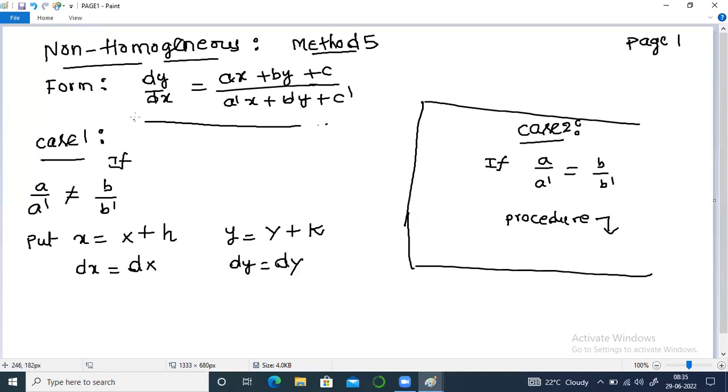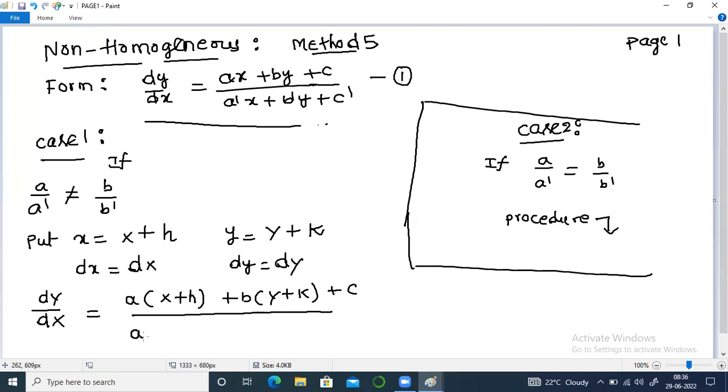Now, let us say this is equation 1, the given equation. Now dy over dx can be converted into d capital Y over d capital X, because dx is equal to d capital X and dy is equal to d capital Y. So we get a into (capital X plus h) plus b into (capital Y plus k) plus c, over a dash into (capital X plus h) plus b dash into (capital Y plus k) plus c dash.